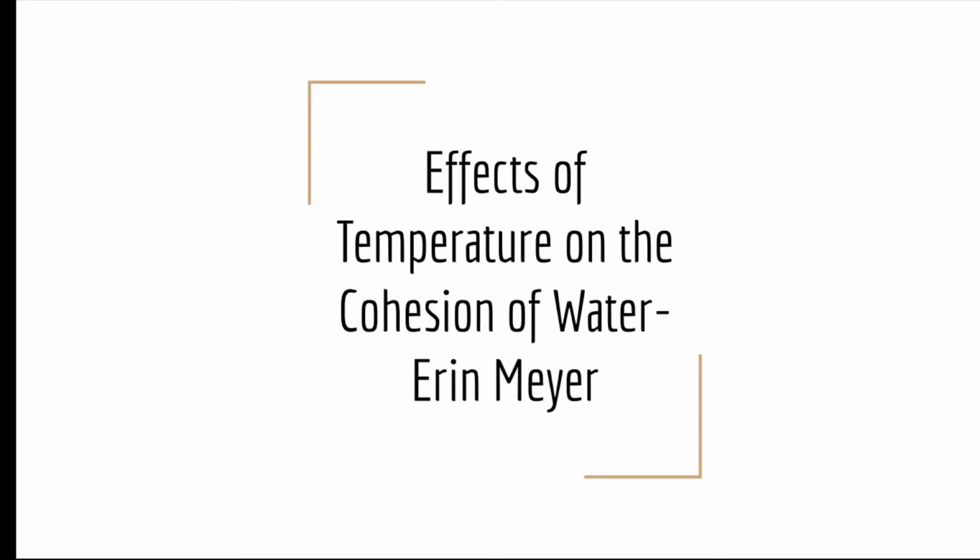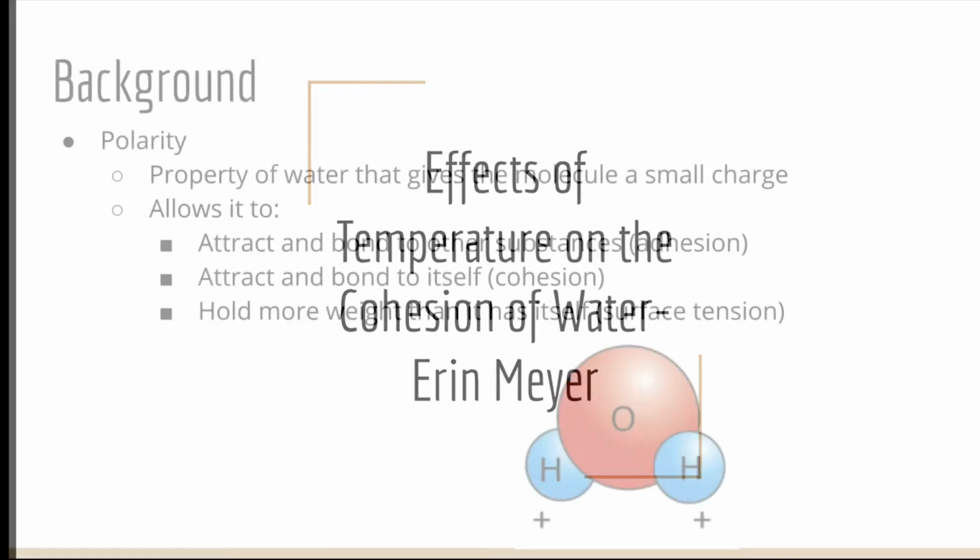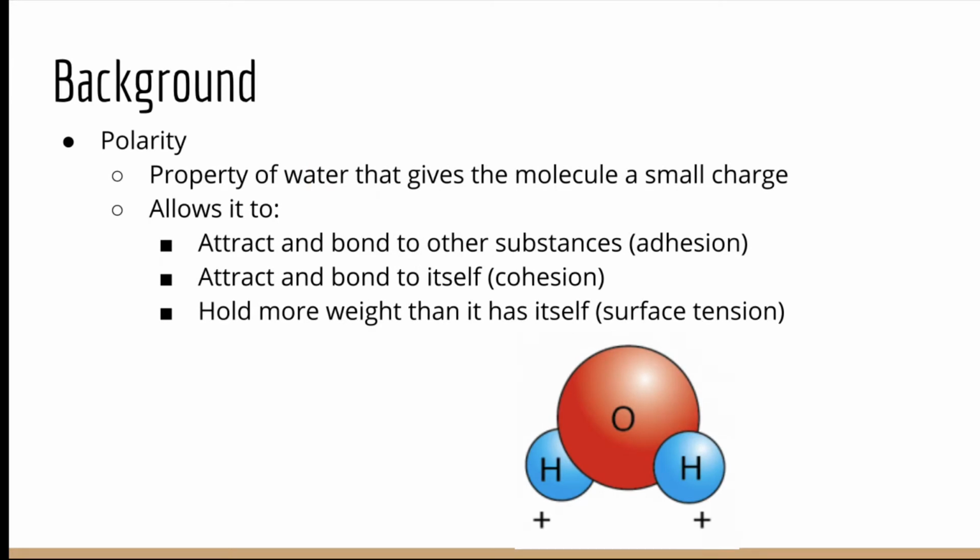In my long term, I studied the effects of temperature on the cohesion of water. A little bit of background information on polarity. Polarity is the property of water that gives the molecule a small charge. So hydrogen atoms have a small positive charge and are very small molecules. And oxygen atoms have a positive charge and they are a very large molecule.